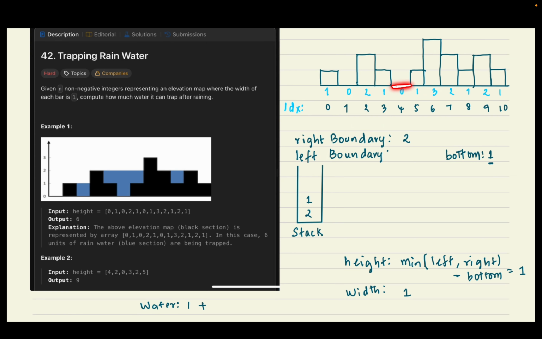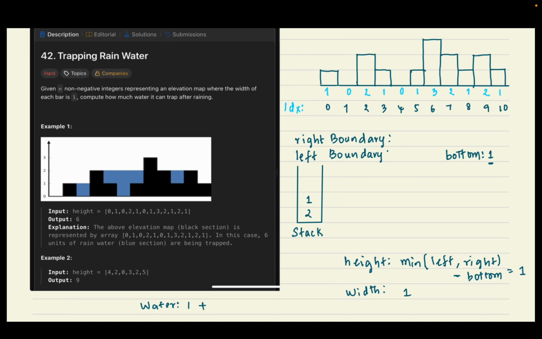Now I am at 0. Is 0 greater than its previous bar? No, it is not. That means the right boundary for 0 should also be determined. Now I am at index 1, at this particular bar, which is of height 1. Is 1 greater than its previous bar? Yes, it is. That means for 0 I have encountered its right boundary. So my right boundary will become 1 and my bottom will become 0. So I will be popping 0 from the stack.